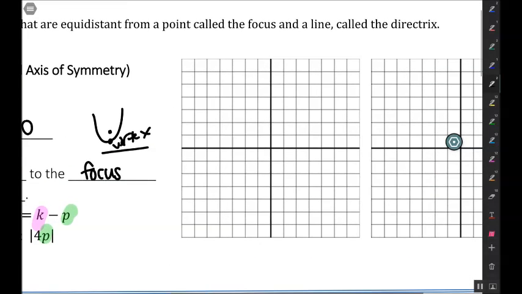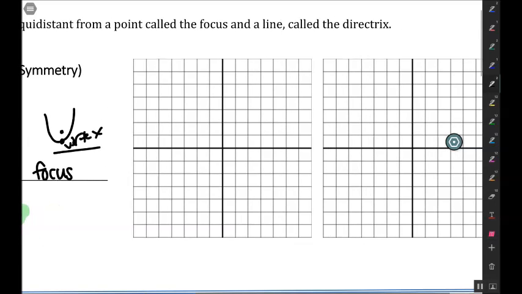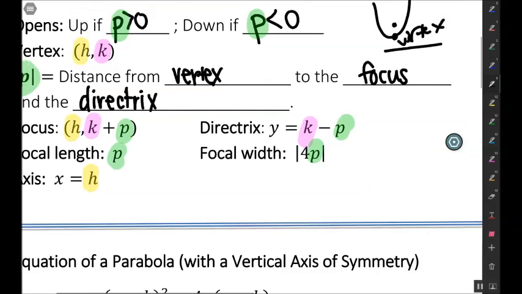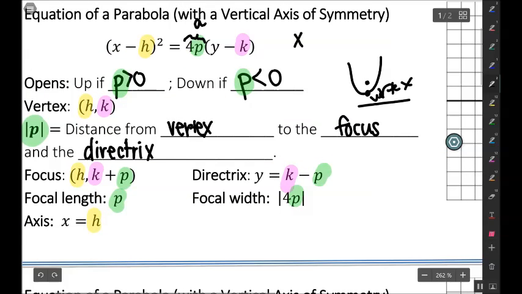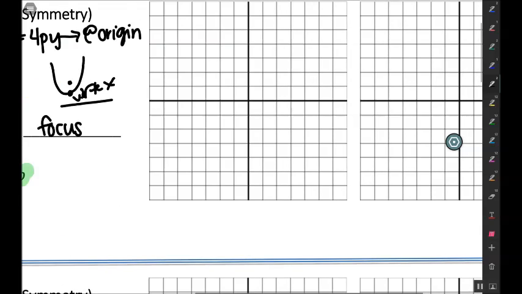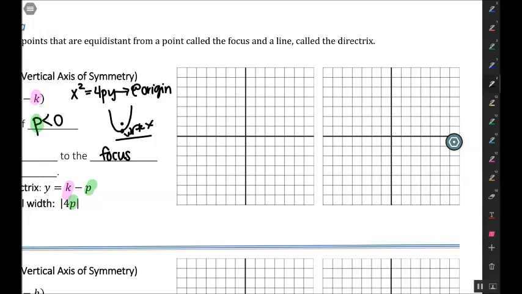Let's do some very simple examples. And so both of the examples that I'm going to do are going to have an h and k of 0 to begin with, so we can focus on the p. So if h and k are 0, your equation would be x squared equals 4p times y. So that would mean you are at the origin, 0, 0. Okay, so I'm going to do one that opens up and one that opens down. So our first example, example 1, is going to open up. So I'm going to make it positive.